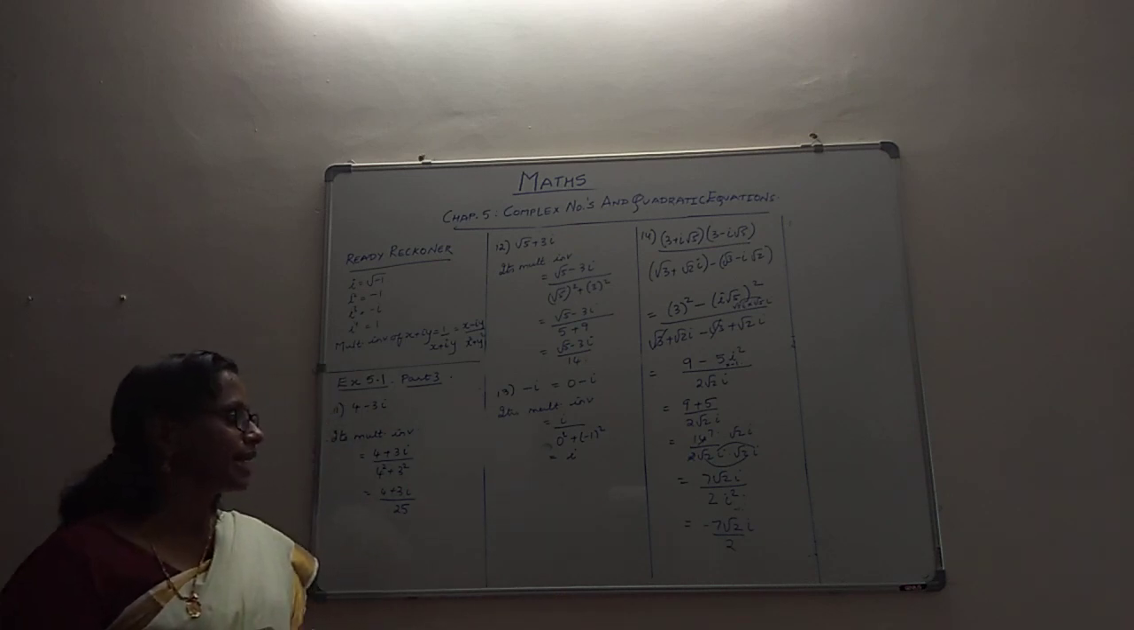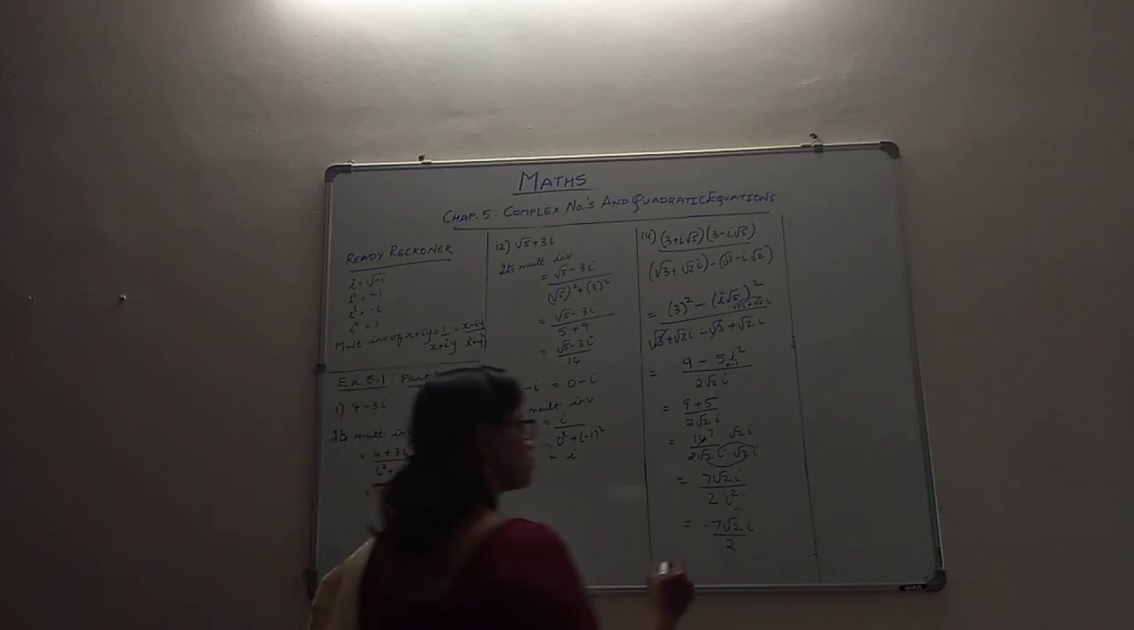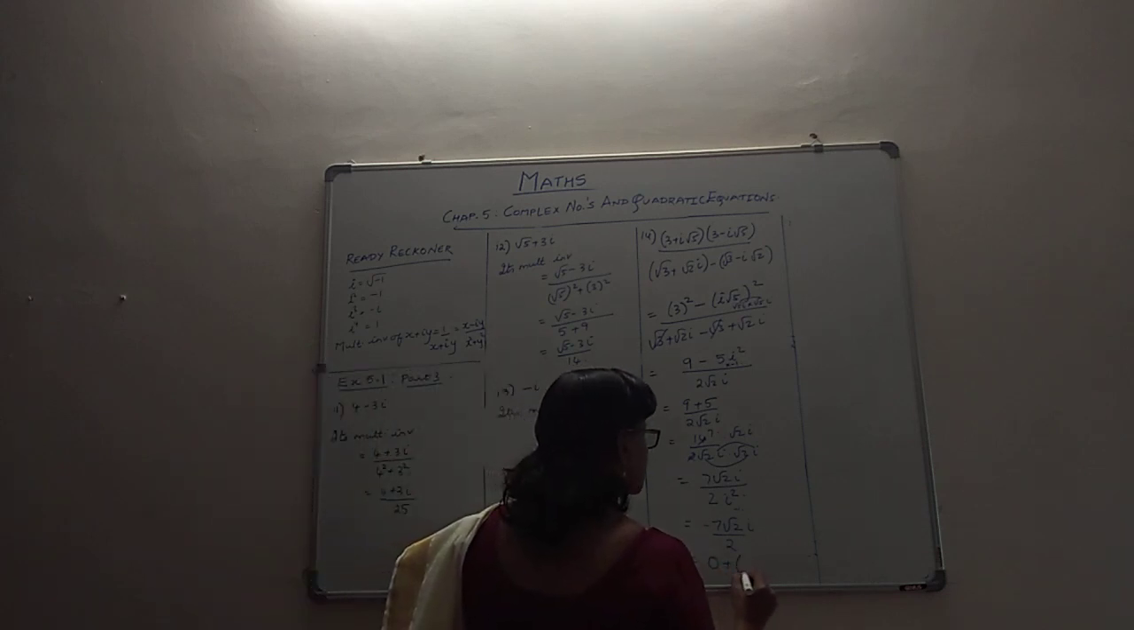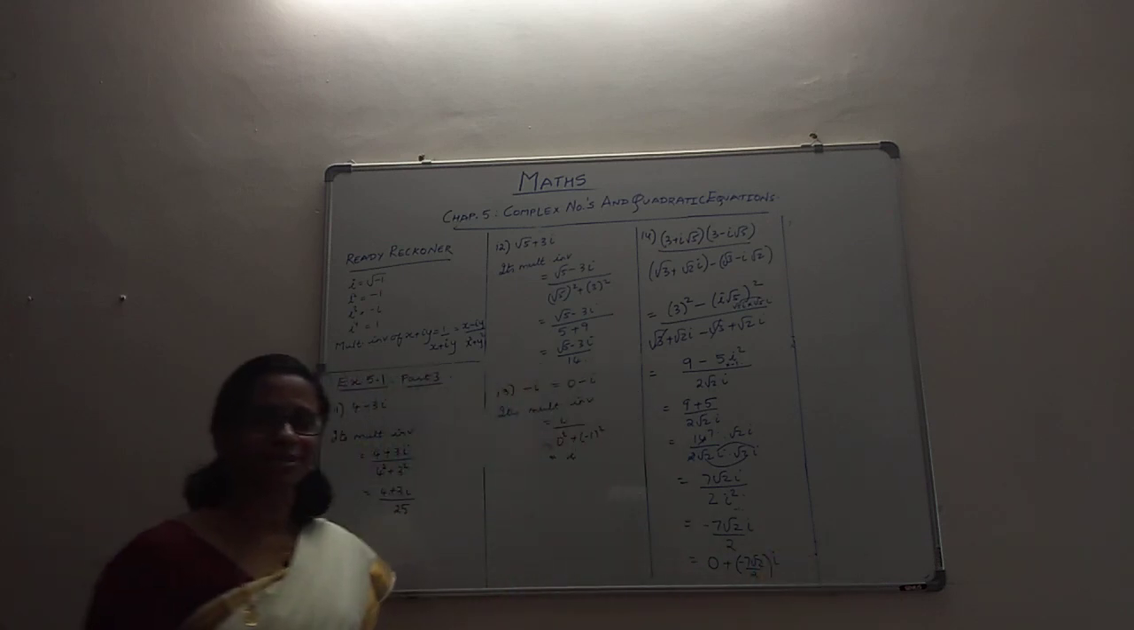So that is about this part. They ask us to write it in a plus ib form. So maybe you could write it as 0 plus minus 7 root 2 by 2 i. That is the a plus ib form.